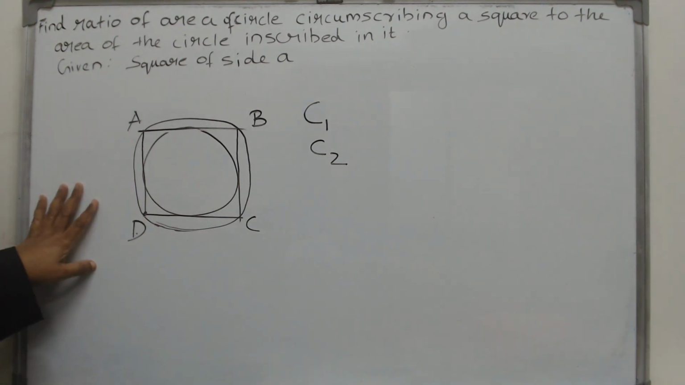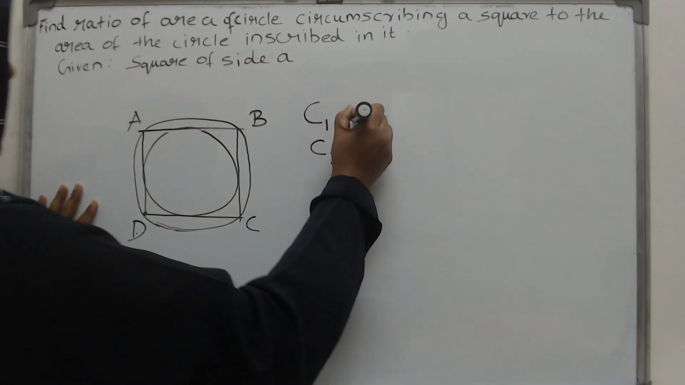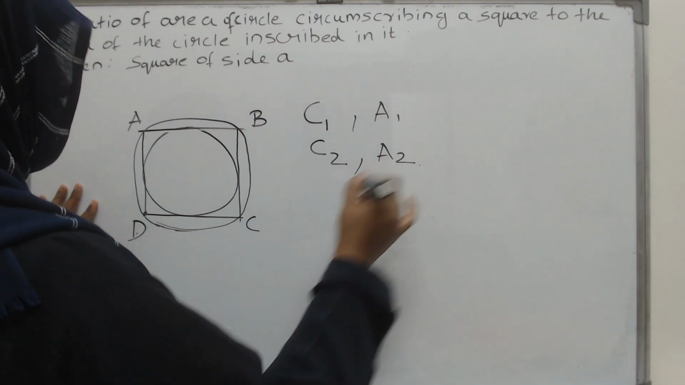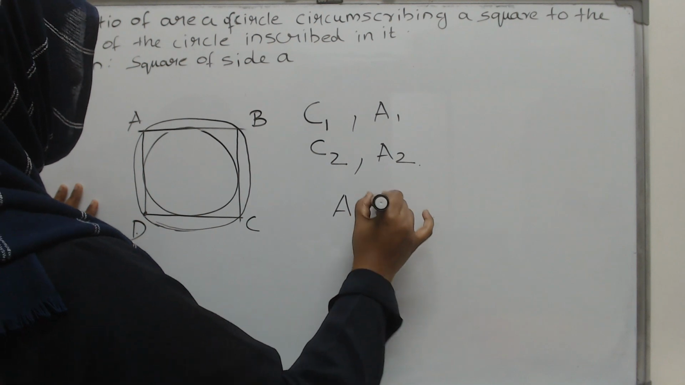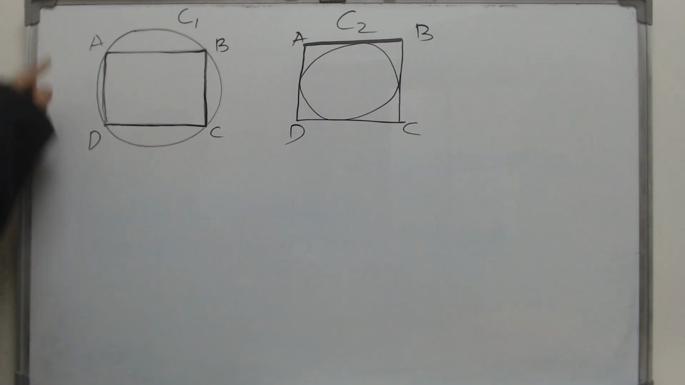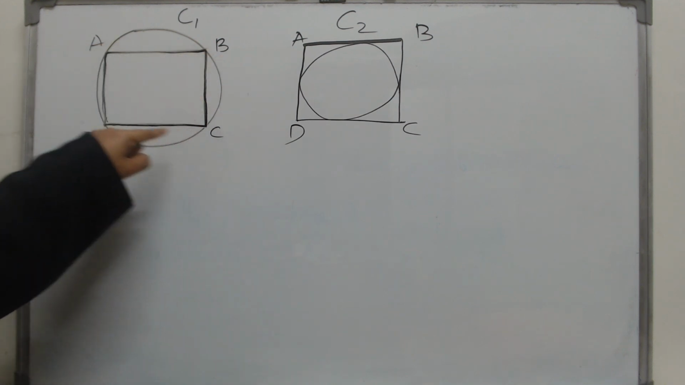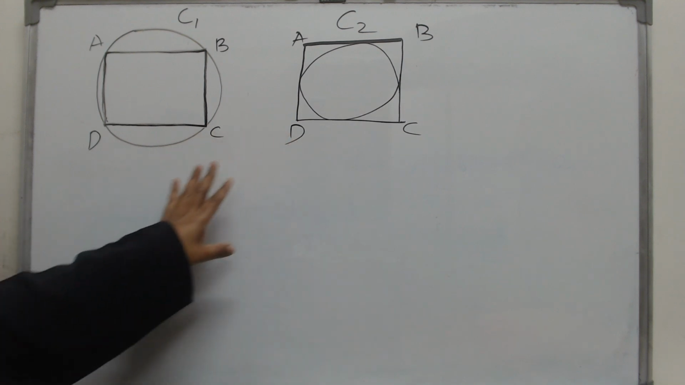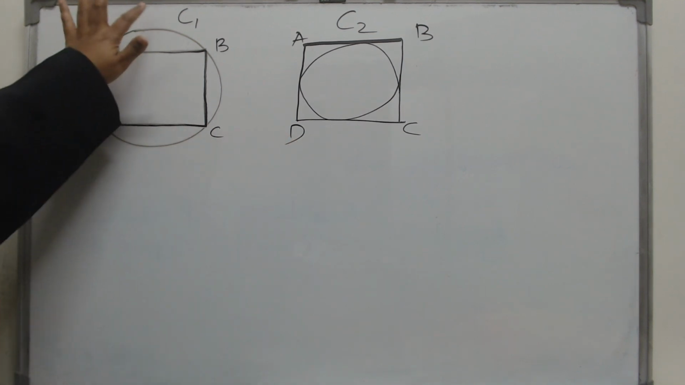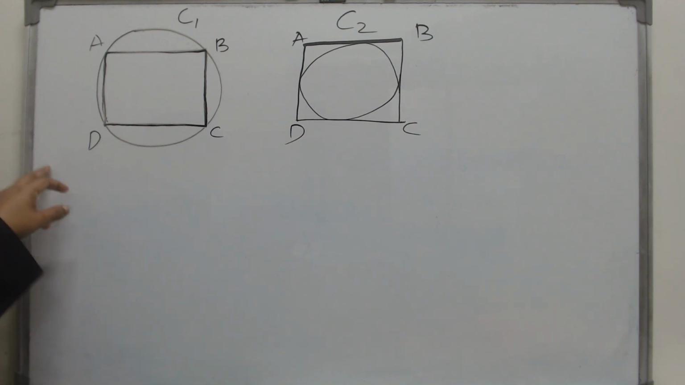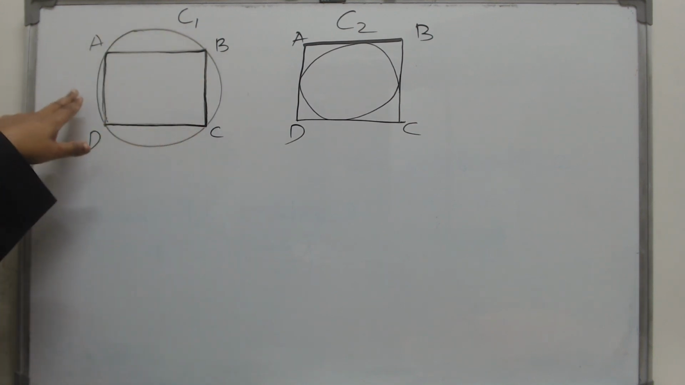And what do we have to find out? Suppose the area of the first one is A1 and the second one is A2. What we have to find is the ratio of these two areas. Now the square ABCD is the same. I have just drawn the two figures separately. Let us start with C1. We have to find the area A1 of this bigger circle.